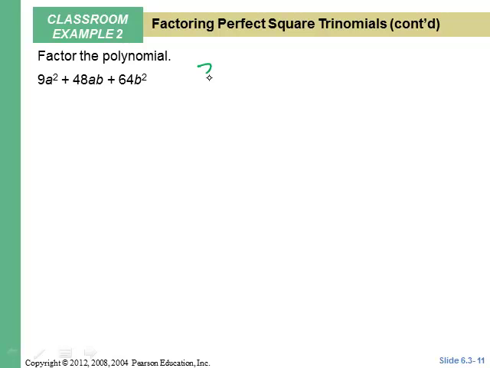Okay, square root of the first term plus, because this is a plus sign, square root of the second term, squared. And now let's check our work. 3 times 8 is 24. Twice is 48.